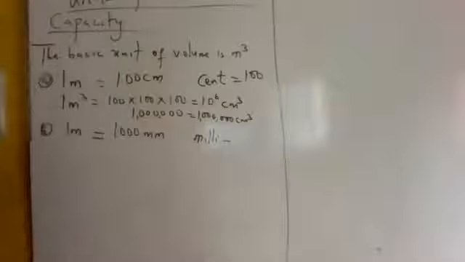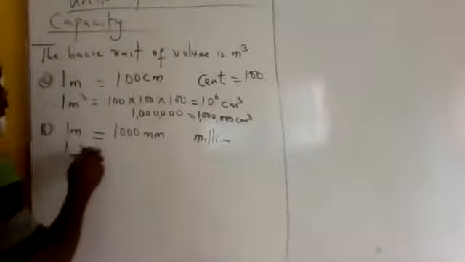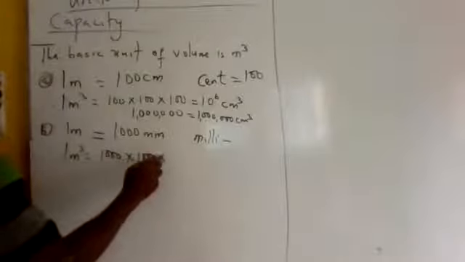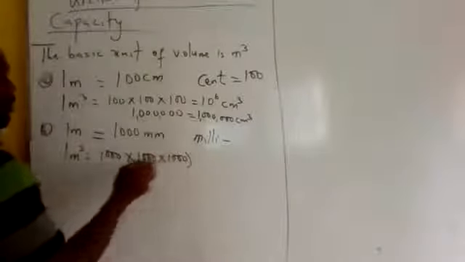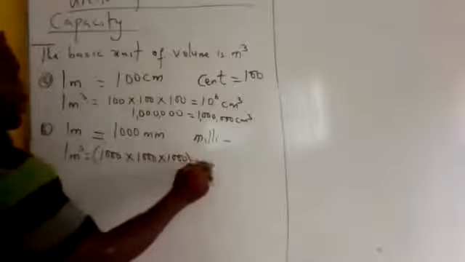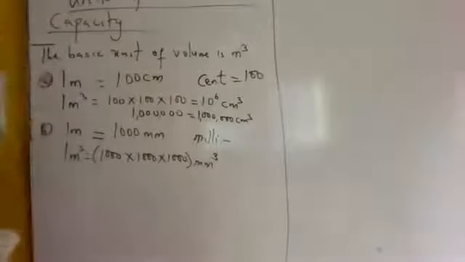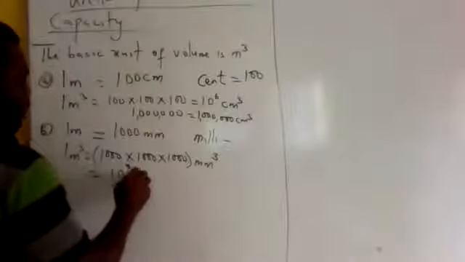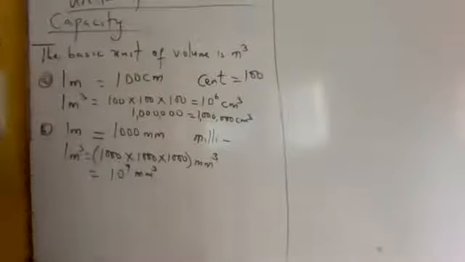So that means 1 meter cube will be equal to 1,000 multiplied by 1,000 multiplied by 1,000 in millimeters cube, which will mean that this is what? 10 raised to the power of 9 millimeters cube. I'm sure you understand what that means.